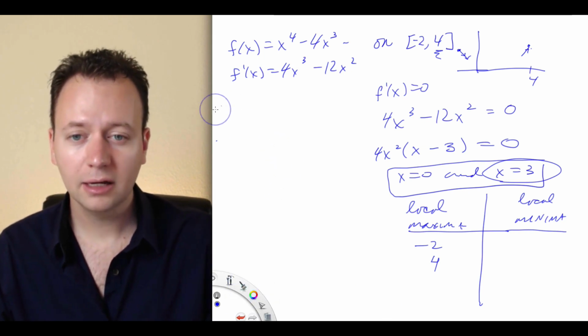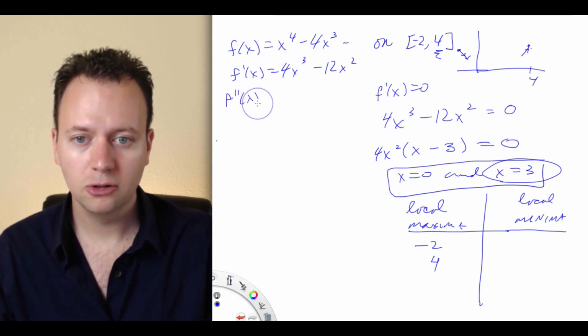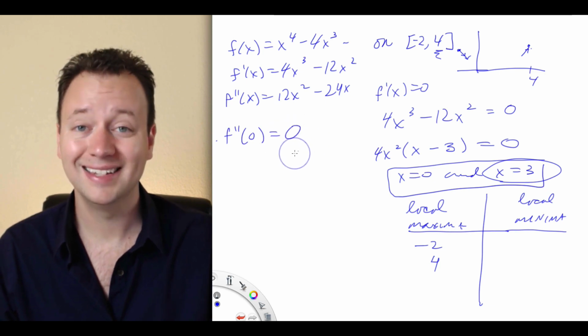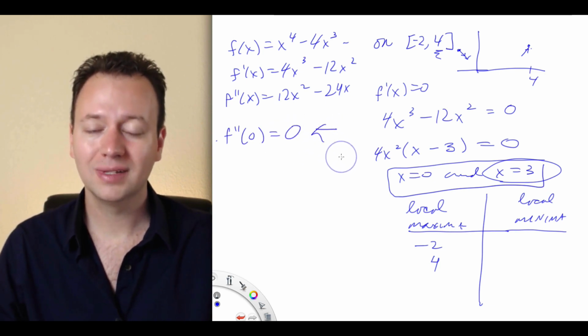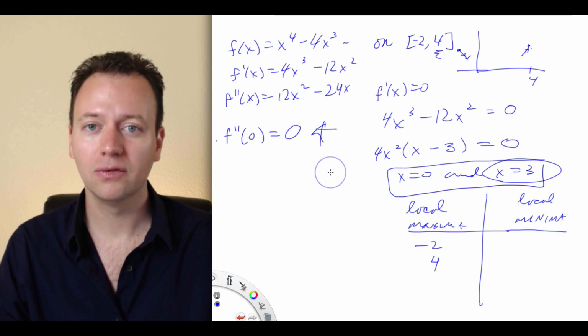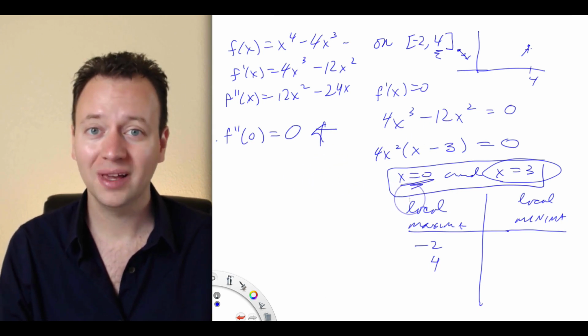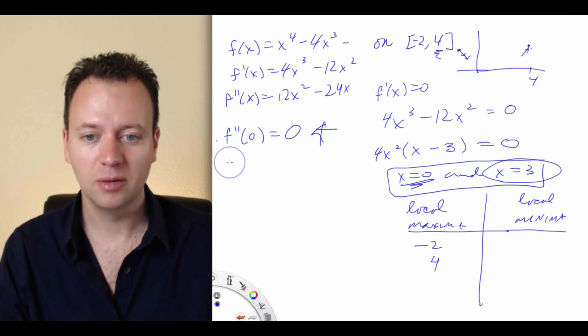So the second derivative in general is going to be 12x squared minus 24x. So the second derivative at the point 0 is 0. So okay, the second derivative test is indeed inconclusive, so that supports our claim that the point 0 is a critical point, but it's neither a maximum nor a minimum point.